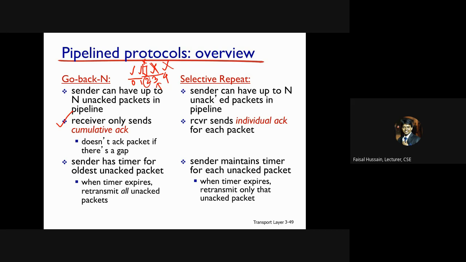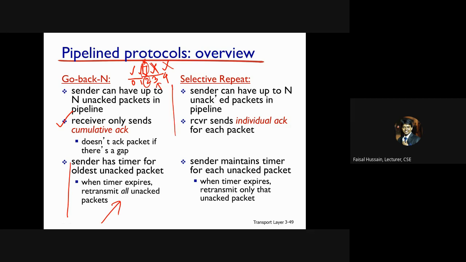Cumulative acknowledgement implies that whenever you say ACK4, all the packets before 4 are also acknowledged by this packet. So as packet number 2 has not been received, you cannot accept the third and fourth packets. The sender has a timer for the oldest unacknowledged packet, and when the timer expires, it retransmits all the unacknowledged packets. We got that point from the previous discussion.